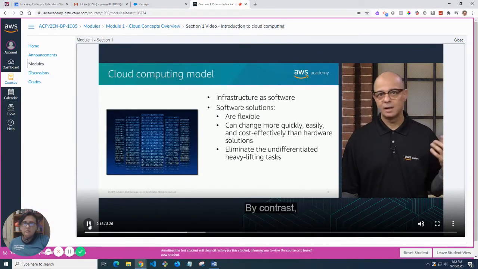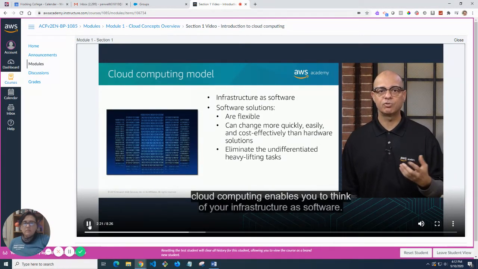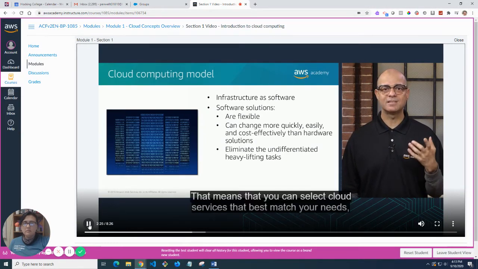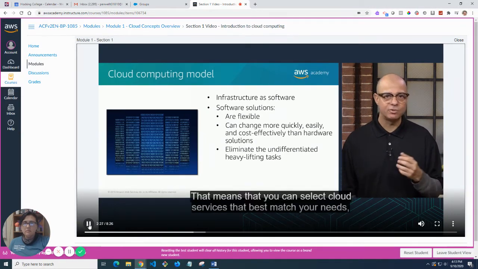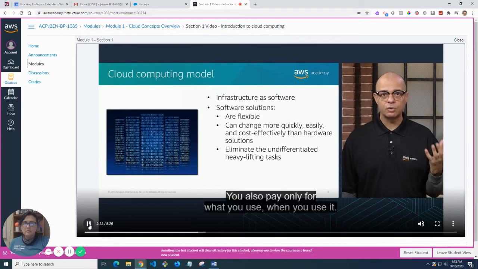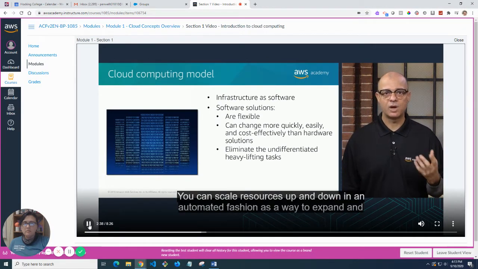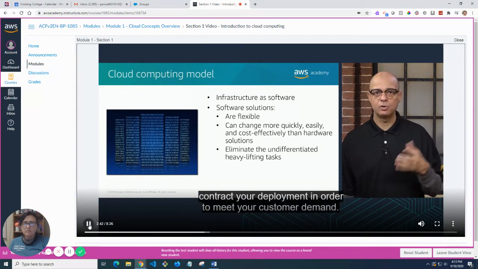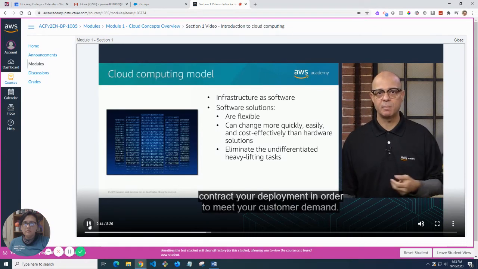By contrast, cloud computing enables you to think of your infrastructure as software. Software solutions are flexible. It means that you can select cloud services that best match your needs, provision them, and terminate their use based on your demand. You also pay only for what you use, when you use it. You can scale resources up and down in an automated fashion as a way to expand and contract your deployment in order to meet your customer demand.